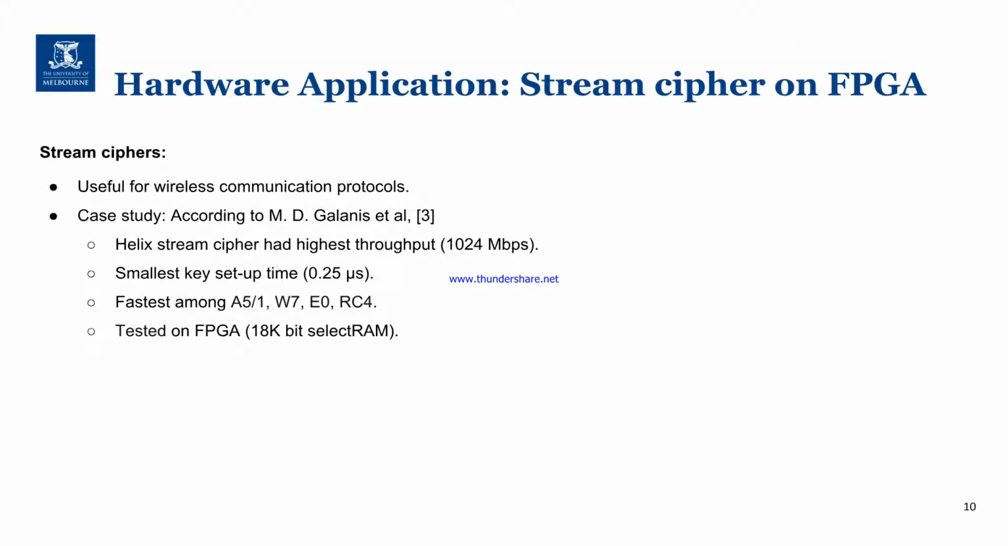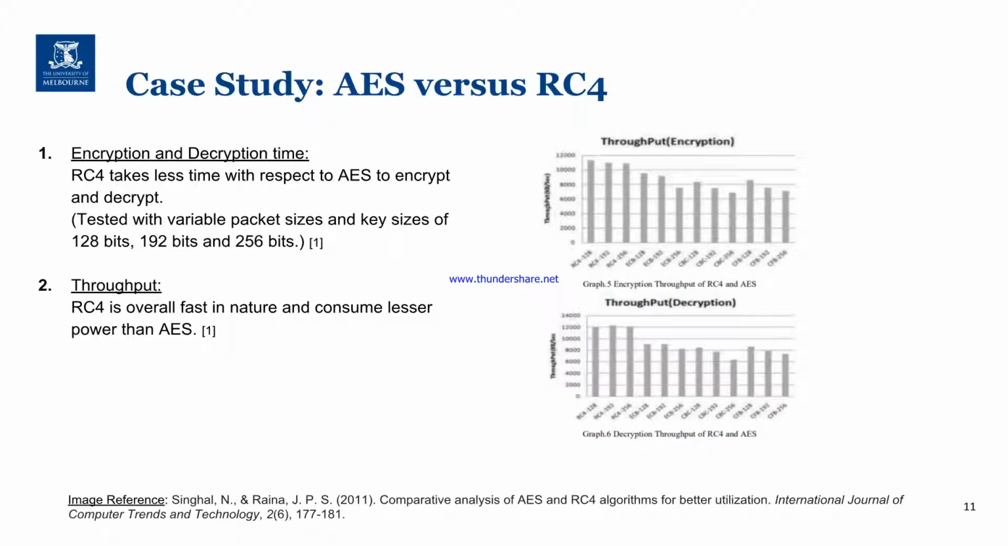In terms of stream cipher applications on hardware, this is an experiment by M.D. Galanis and others. As stream ciphers are useful for wireless communication protocols, they used 5 different stream ciphers and again compared their performances in terms of throughput and related metrics. And what they found out was that the Helix stream cipher had the highest throughput and even the smallest key setup time. It was the fastest among all the 5 algorithms, and it was essentially tested on FPGA.